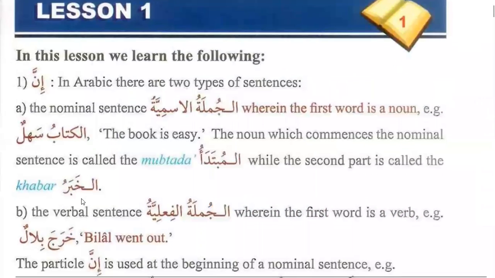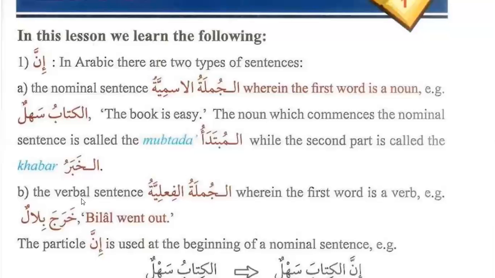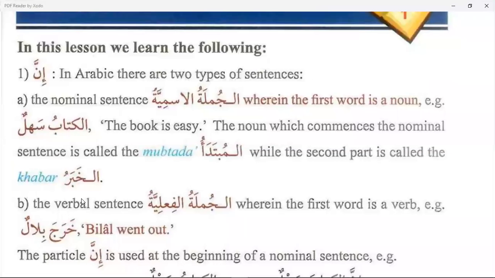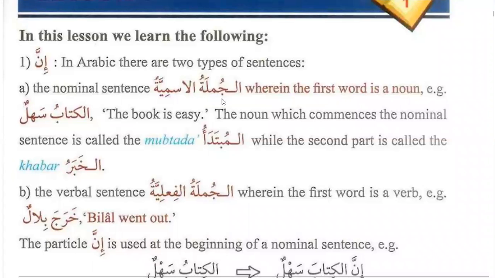Okay. So here you will get there are two types of sentences. First type is called al-jumlatul ismiya and second type is called al-jumlatul fi'liya. Al-jumlatul ismiya starts with the noun. Al-jumlatul ismiya tabda'u bi ismin. Al-jumlatul fi'liya starts with the verb. Al-jumlatul fi'liya tabda'u bi fi'lin.